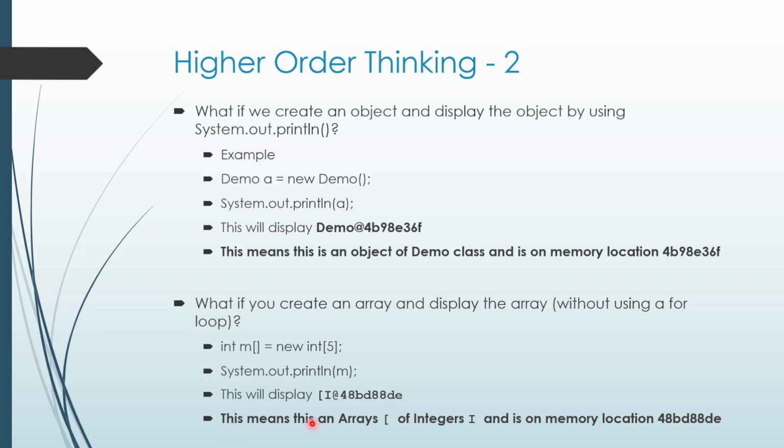Now what does this mean? This means that this is an array. The square bracket is telling that this is an array, and the I tells the computer it is an integer, and it is on memory location 48B, and so on and so forth. So if you by mistake display the array like this and it displays a cryptic message like this, you should be able to decode this. For example, if this had been a float array, instead of the I, it would have displayed an F over there. If this had been a double array, it would have been displaying a capital D over here.